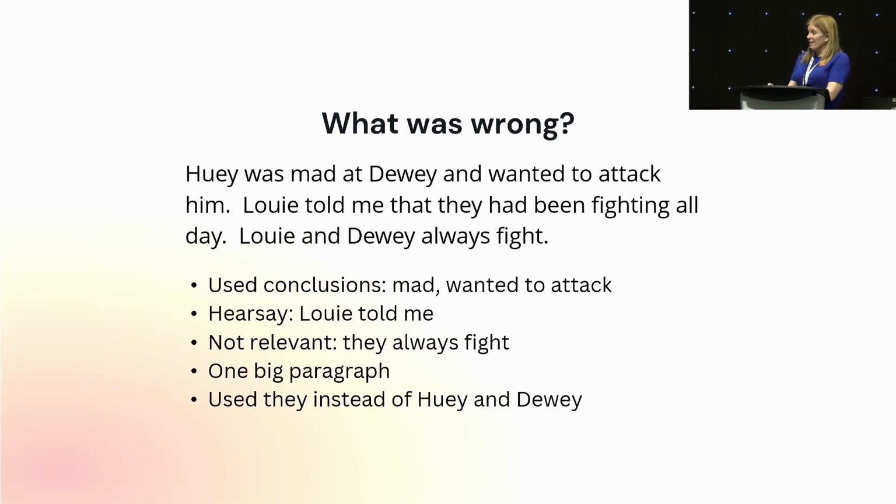That's it. So you can see I've put this up. They use conclusions: mad, wanted to attack. Well, how do you know they wanted to attack? What indication? Why are you saying that? You don't know what someone else is feeling. You don't know what someone else's intentions are. You can describe things, but you can't know. Hearsay, already pointed out: Louis told me, not relevant. They always fight. Doesn't matter. It's one big paragraph, right?